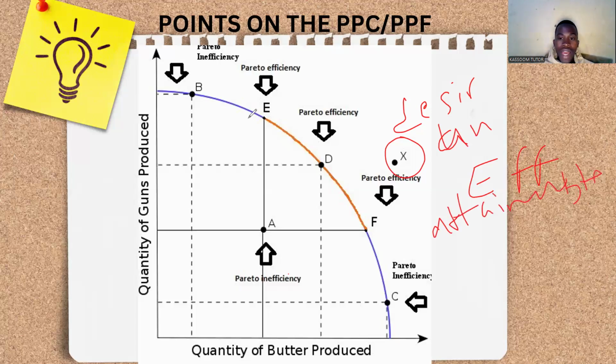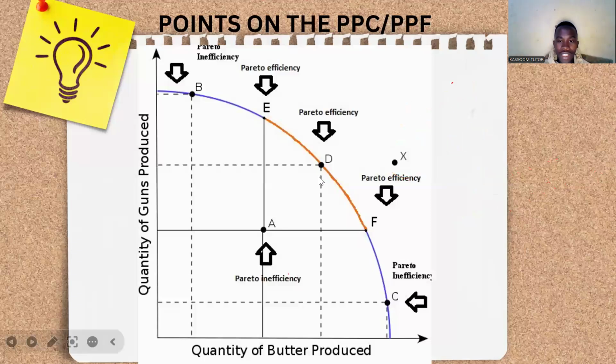Okay, so that point outside is desirable but unattainable. We want it, but we can't get it. We can't have it. All right, I hope that's clear. The points inside, inefficient. On the curve, efficient. Outside, desirable but unattainable. Okay, moving on.